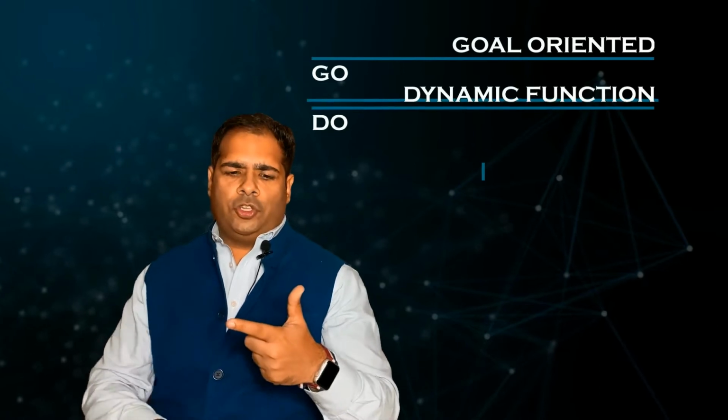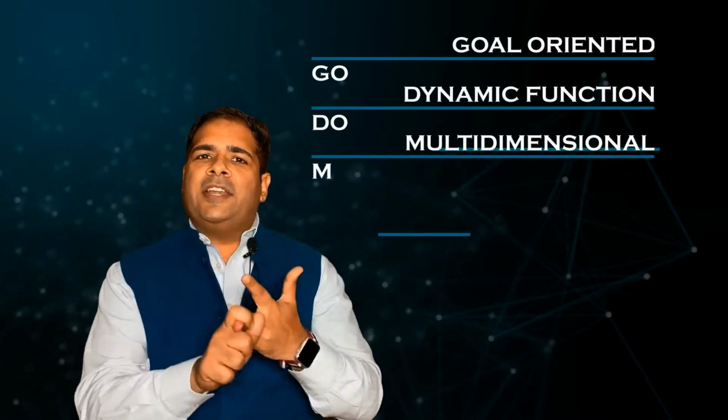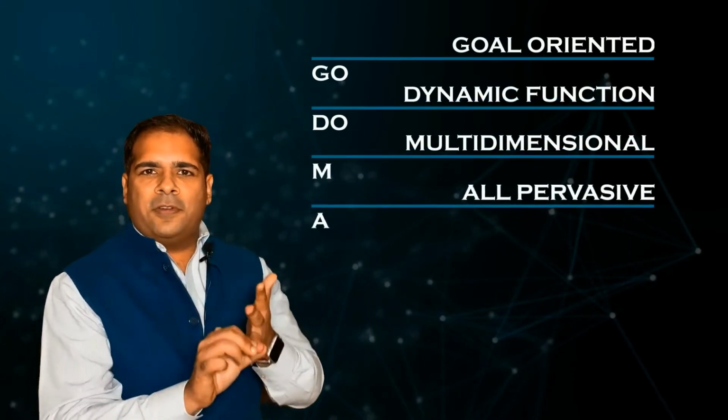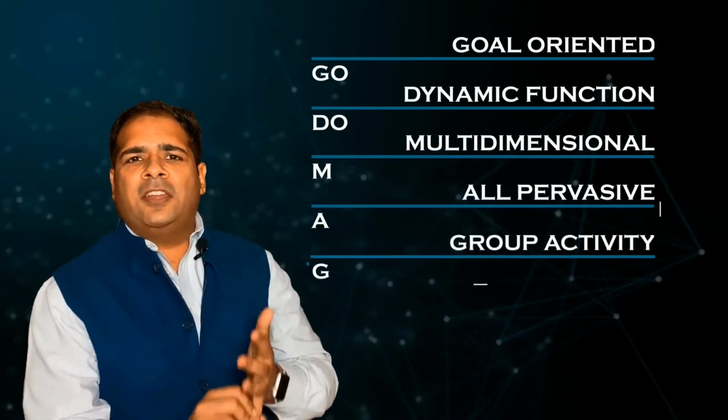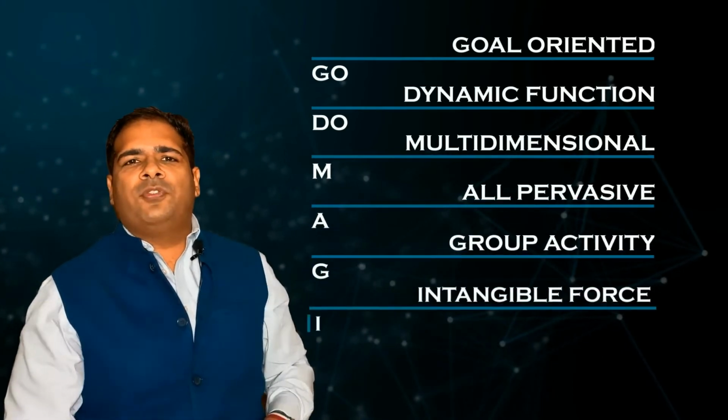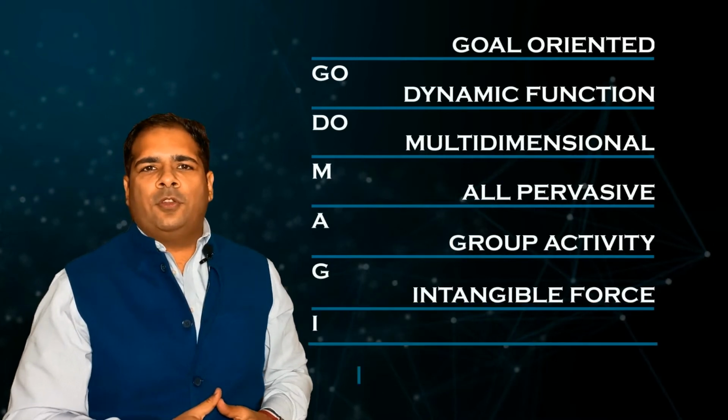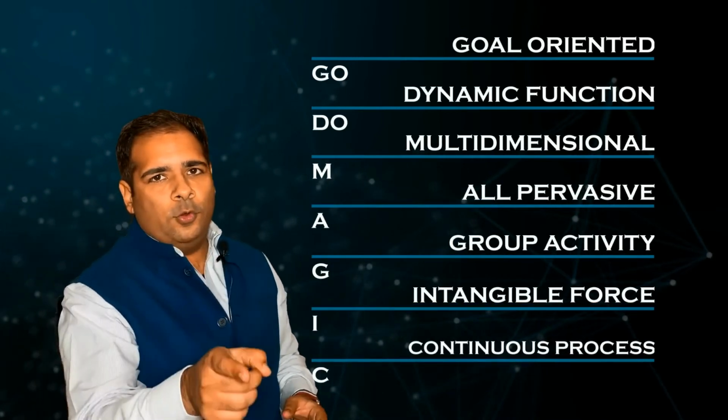So it's one simple line we need to learn. Go do magic. Go, goal oriented. Do, dynamic function. M, multidimensional. A, all pervasive. G, group activity. I, intangible force. And C, as a continuous process. So go do magic.